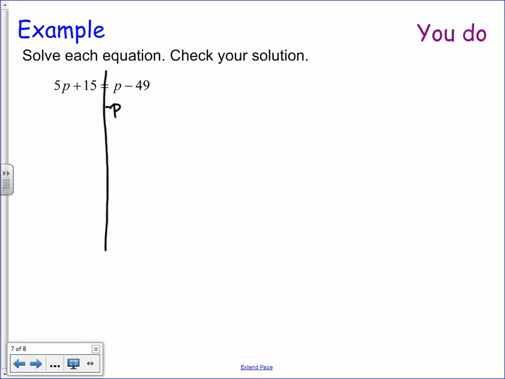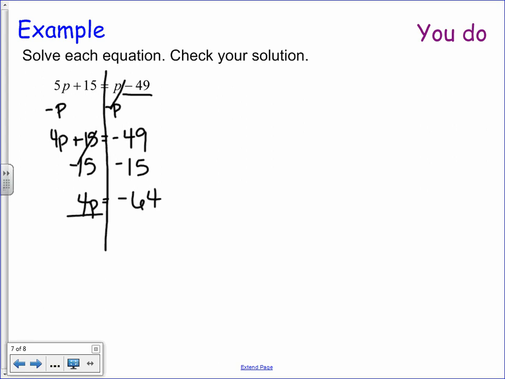So I'm going to subtract p from both sides, and I get 4p plus 15 equals negative 49. Remember, that's a negative 49 because the sign in front of it is a subtraction. So I'm going to subtract 15 from both sides, and I get 4p to equal negative 64. Divide by 4 on both sides, and p equals negative 16.